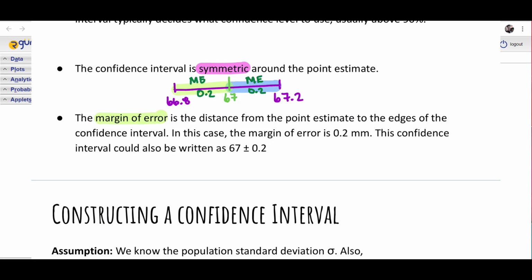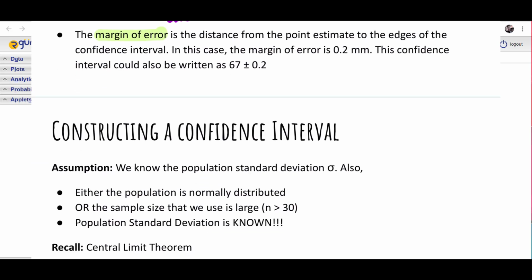So we start off with the point estimate, which is your sample mean, or in future we'll be doing sample proportion, and then we will calculate our margin of error. Now your margin of error is going to be related to your confidence level. So once you figure out what that margin of error is, you add it and subtract it to the point estimate, and that will give you your lower and upper boundary, and then you will have your confidence interval.